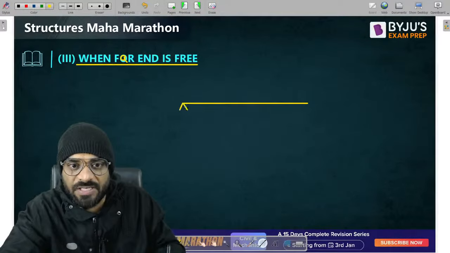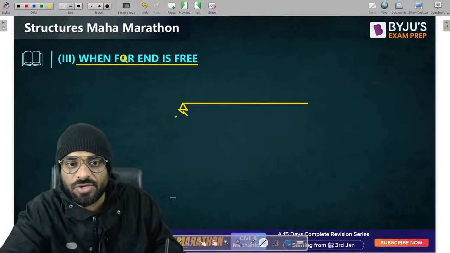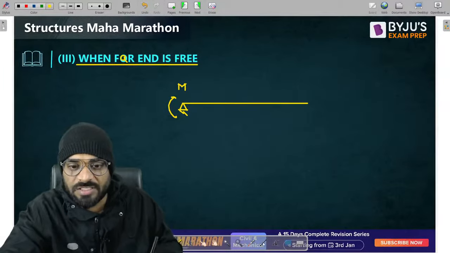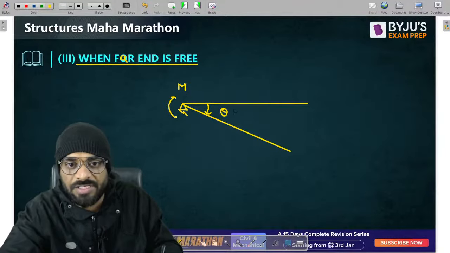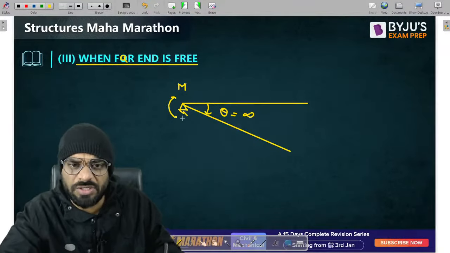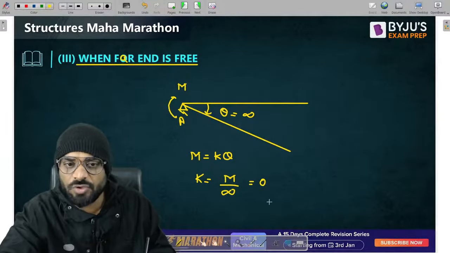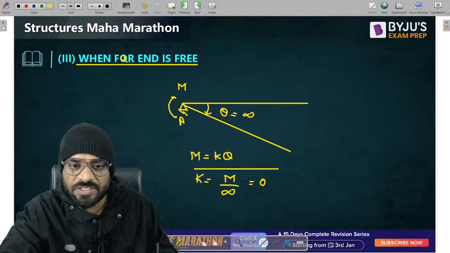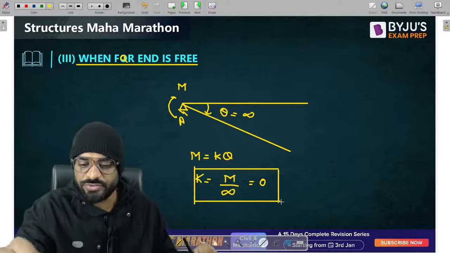Now guys, if it is free, then at this particular support, the beam can rotate infinitely. That means if you apply some moment at this point, the beam can rotate theta is equal to infinity. If theta is equal to infinity, then what is the value of stiffness? M is equal to K into theta. If theta is infinity, what is the value of K? It should be 0. Getting a point? So the stiffness when the far end is free should be equal to 0.